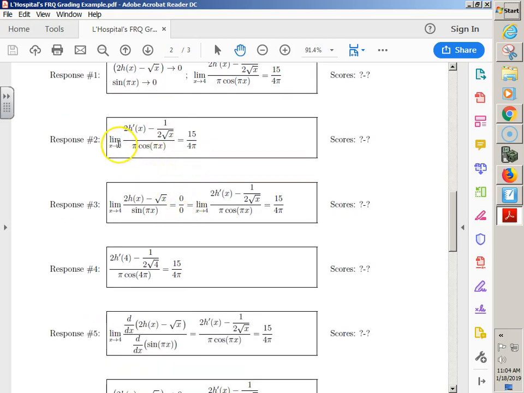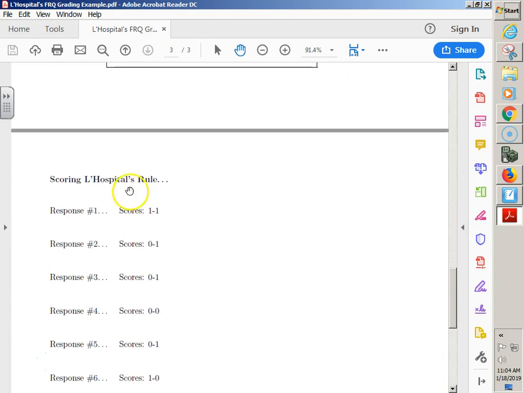They're doing a great job, right? That's the derivative. They get the correct answer. There's the limit, but what didn't they do? So what do you guys think? They lost the point for using L'Hopital's rule.